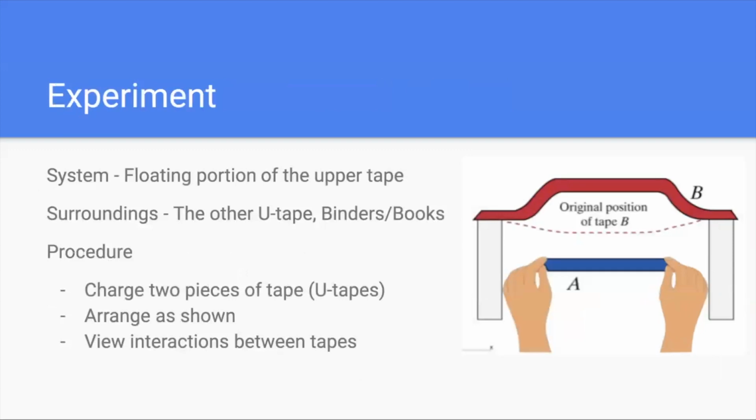In the experiment, the system was the floating portion of the upper tape. The surroundings were the other U tape, tape A, and the supports holding tape B up. And the procedure was that we rip tape A and tape B off of a base tape to charge them, we arrange them as shown, and we view the interaction between the tapes.